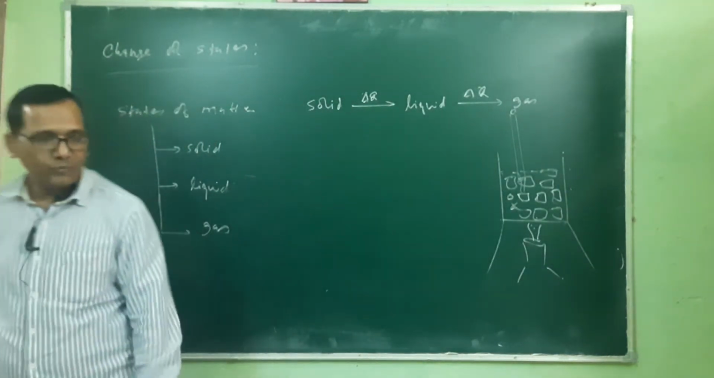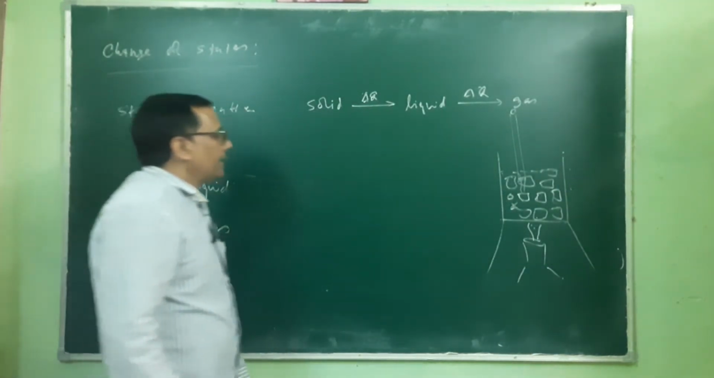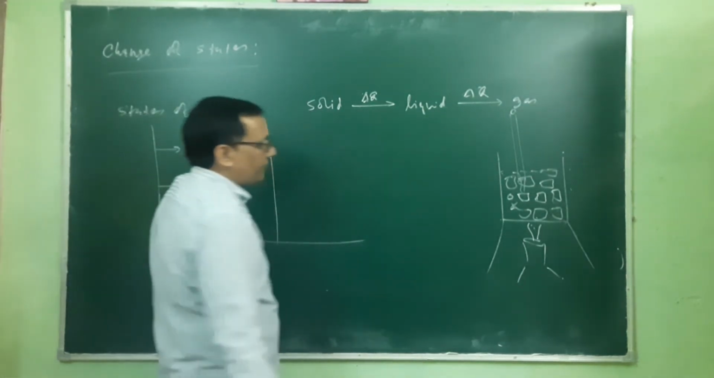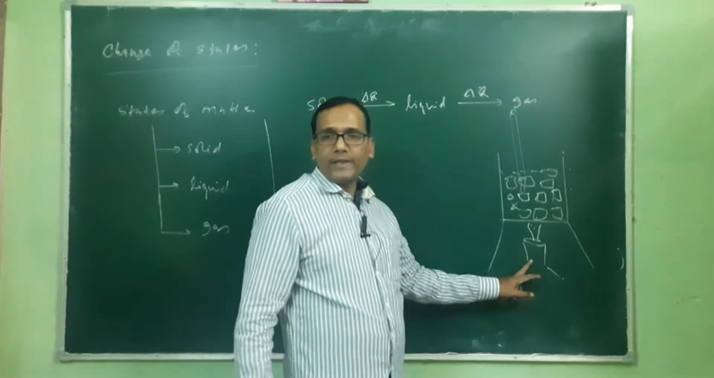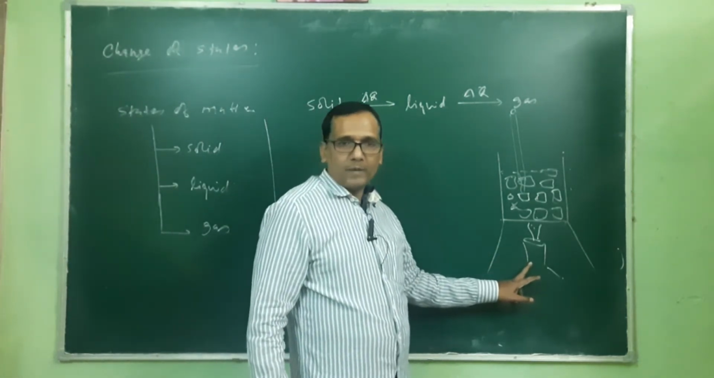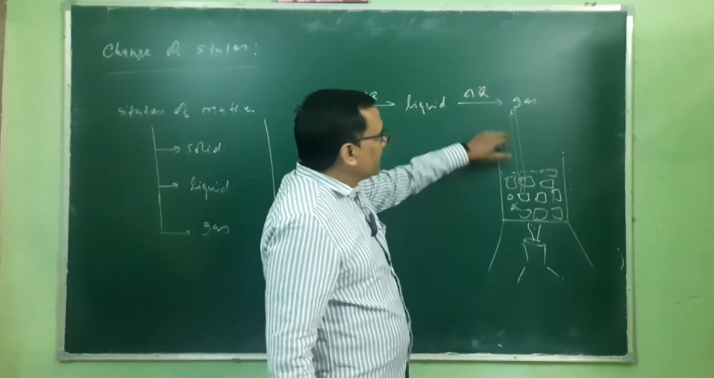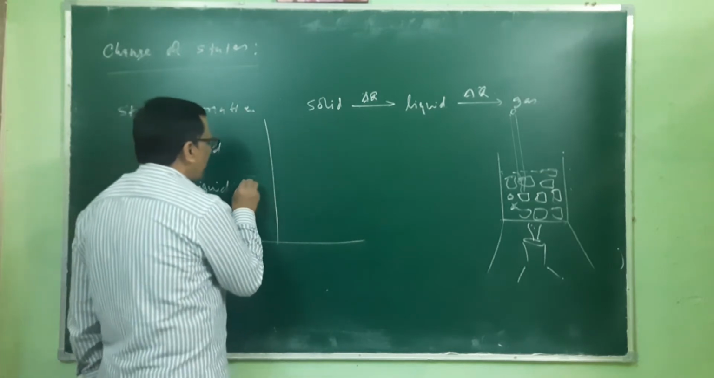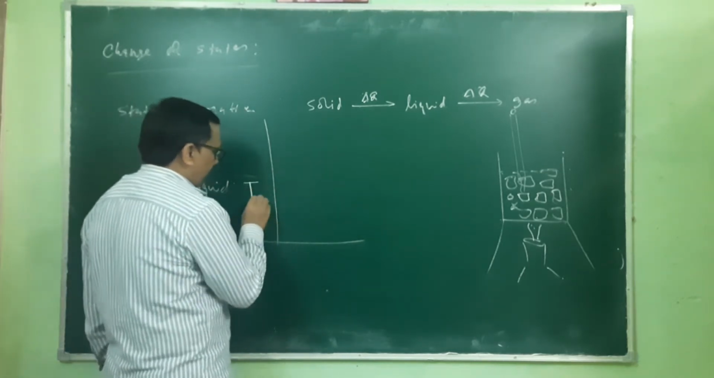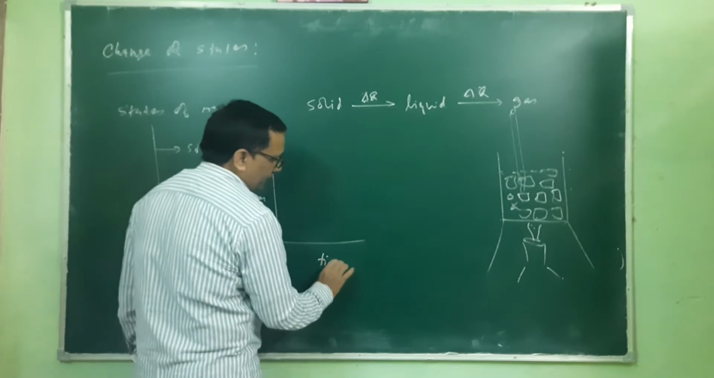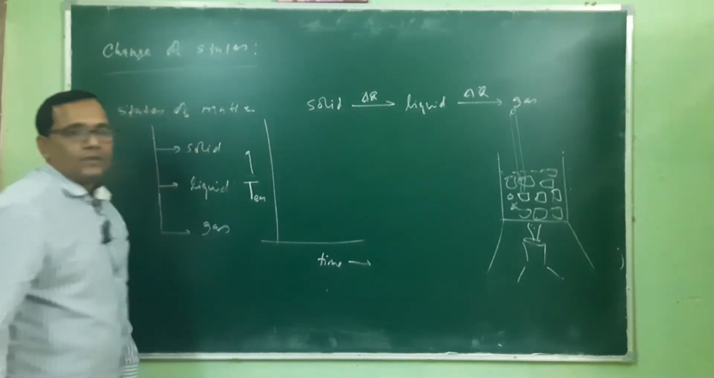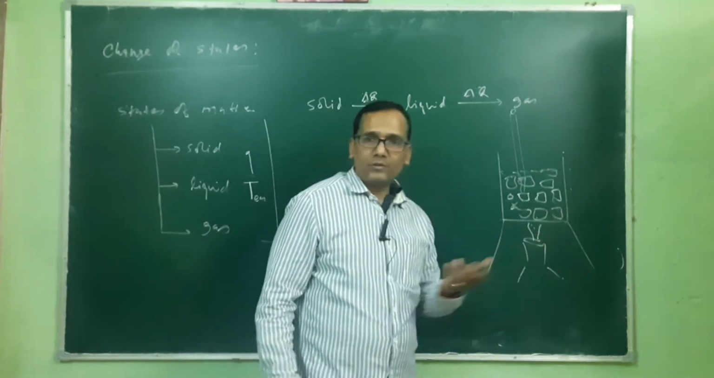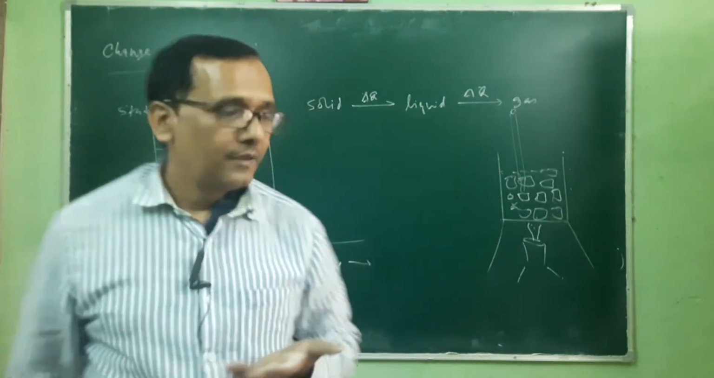The temperature measuring system, that is a thermometer, is put inside. We are providing heat energy by this burner, and we are measuring the temperature with this thermometer with time. So if we have a plot between temperature and time, the initial temperature will obviously be 0 because this is filled with ice cubes. So the temperature of ice is 0.